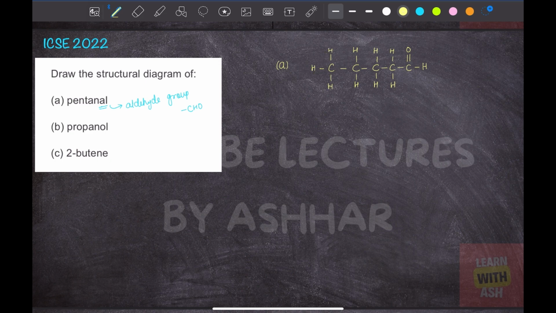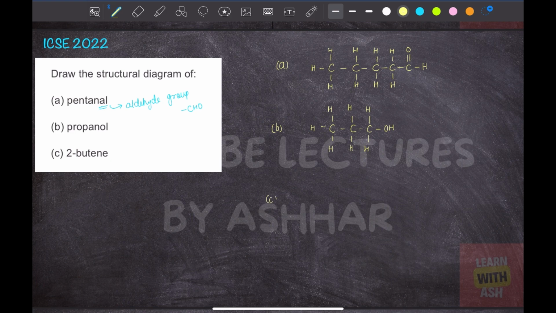Now for the next one they have told us to draw the structural diagram for propanol. Propane contains 3 carbons, so this will contain an OH group, and the remaining portion will contain the hydrogen atoms. This is the structural formula or diagram for propanol.